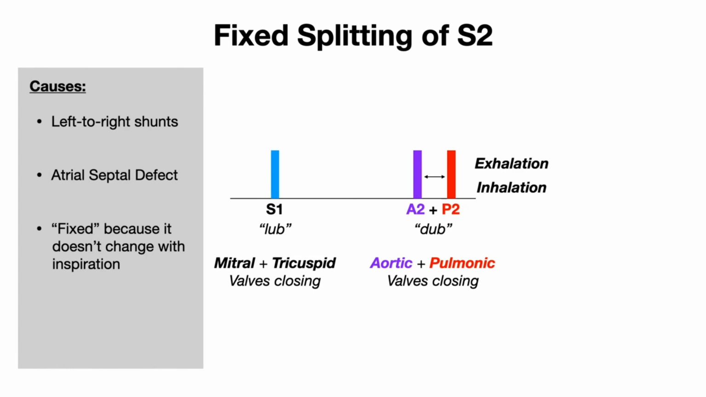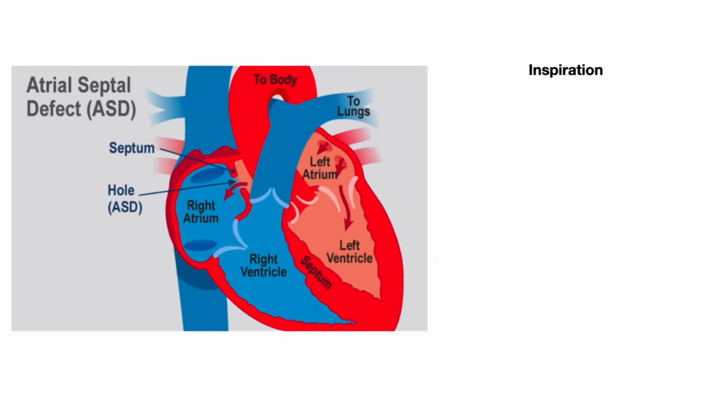So the classic example of fixed splitting is a left to right shunt, which you'll classically hear in an atrial septal defect, or an ASD. And the reason that this is fixed is because it doesn't change with inhalation. And let me just explain what's going on here. So let's say we have an atrial septal defect.